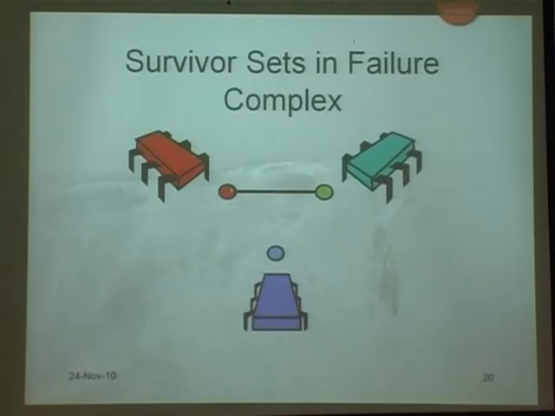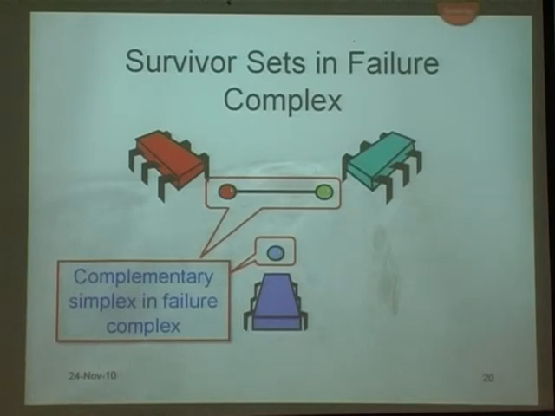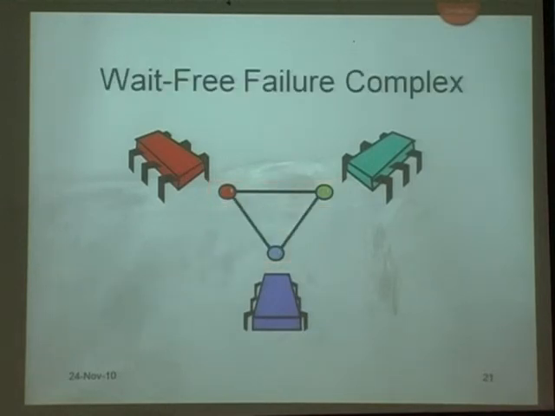So in the failure complex, what is a survivor set? Well, you take a failure set and you take the complementary simplex. So here, this is a failure set, that's a survivor set. Because it's possible that these guys all fail, but if those guys all fail, then this one will survive. And in fact, vice versa. This is a survivor set, and that's a core.